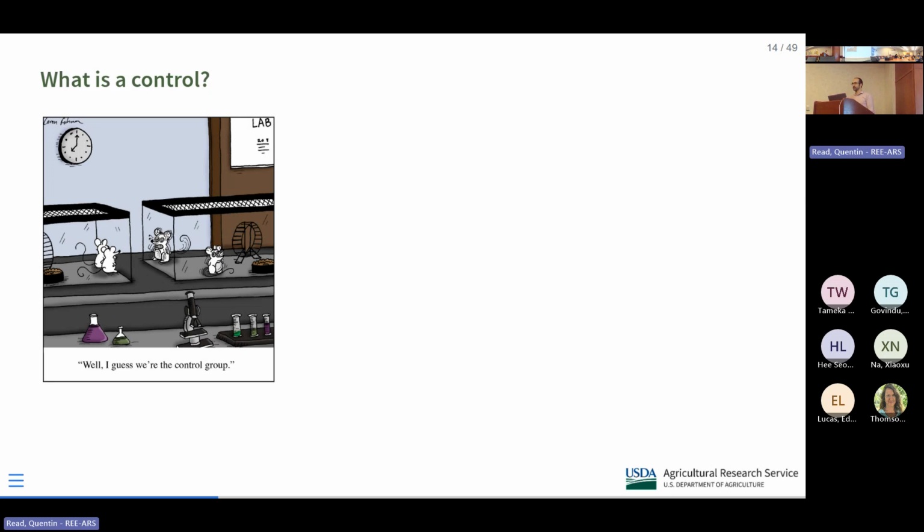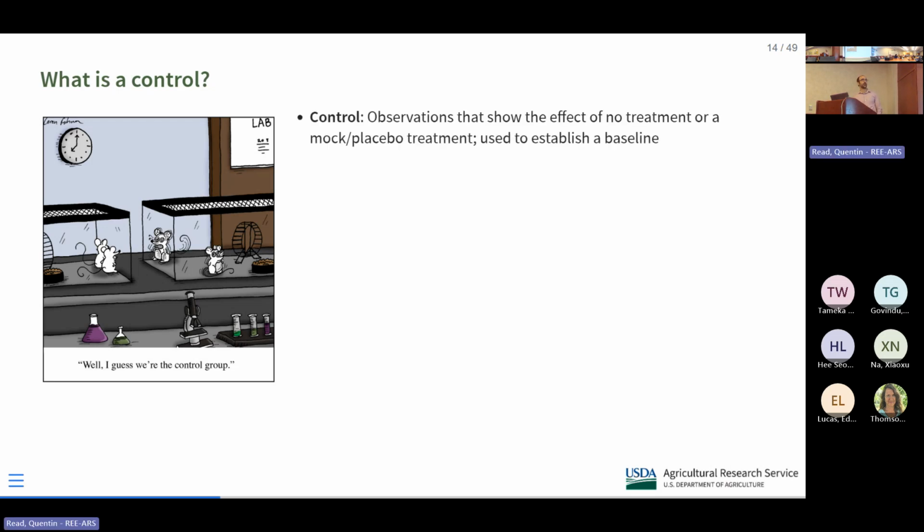Okay, so I use the word control a lot. What is control in the sense of an experiment? A control is any observation within an experiment that shows you what the effect of no treatment is, or a placebo treatment. Placebo being a mock or sham treatment where you go through the motions of giving the treatment, but don't actually have the active ingredient in it. And we use the control to establish a baseline of what the response would be if we didn't treat.